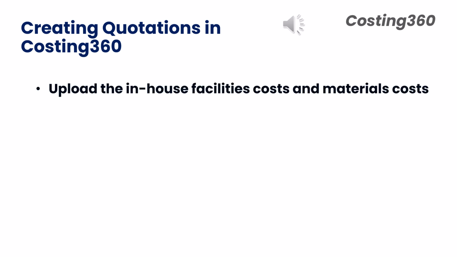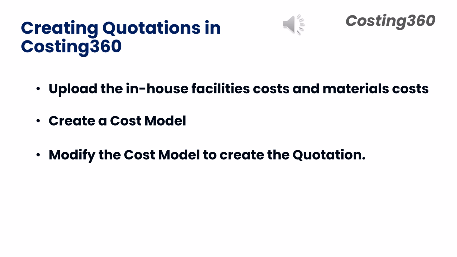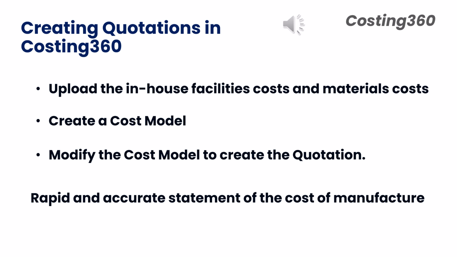Firstly, we take your own manufacturing facility costs and materials costs and load them into the database. Next, we select an example of your product and build up the cost of in-house manufacture. This is our cost model. Finally, when we are asked to quote for a variant of this product, we copy over the cost model and rebuild it to match the inquiry specification. In this way, we have a rapid and accurate statement of the cost of in-house manufacture.